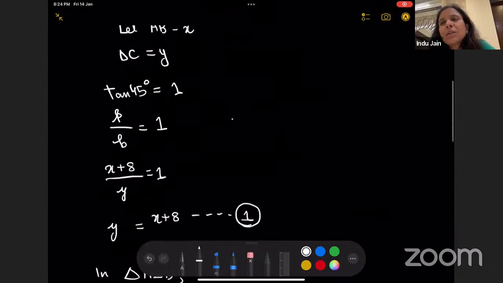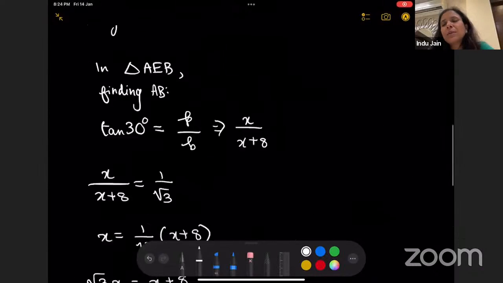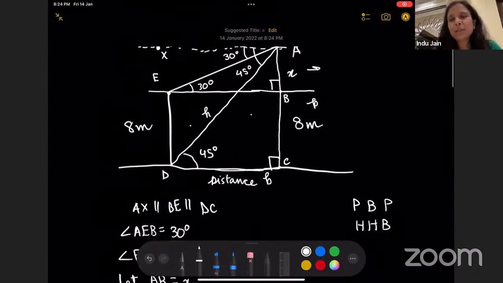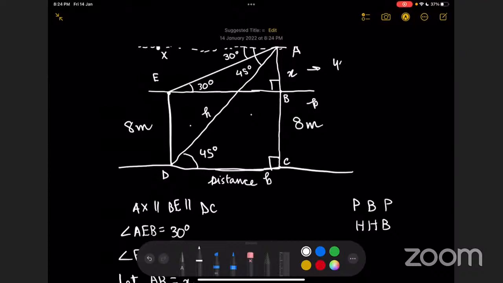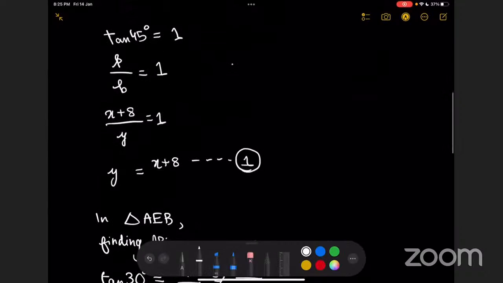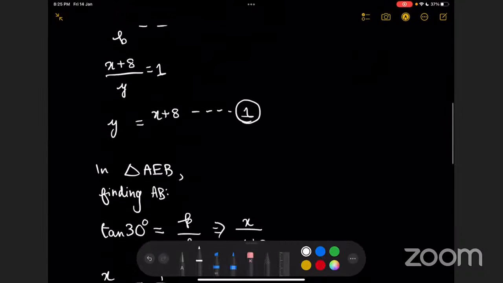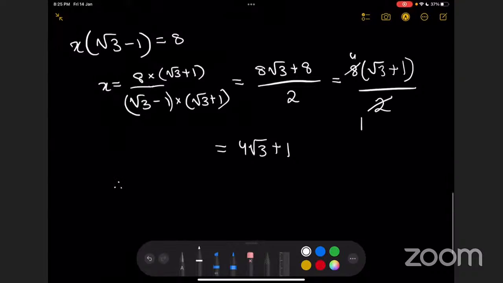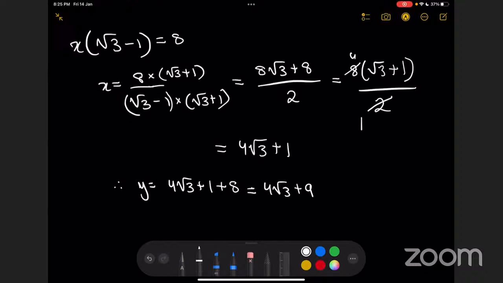Now you have to find y also, and then AB, the total height of the multi-storied building. 4 root 3 plus 1, and now we have to find y. I think we had an equation for y. Y is equal to x plus 8. Therefore, y equals 4 root 3 plus 1 plus 8 equals 4 root 3 plus 9.